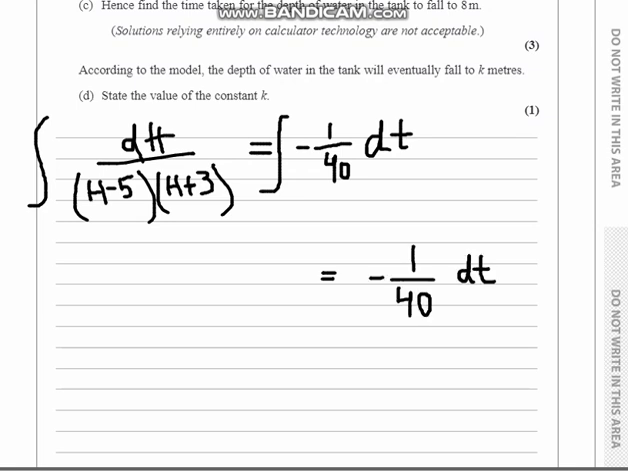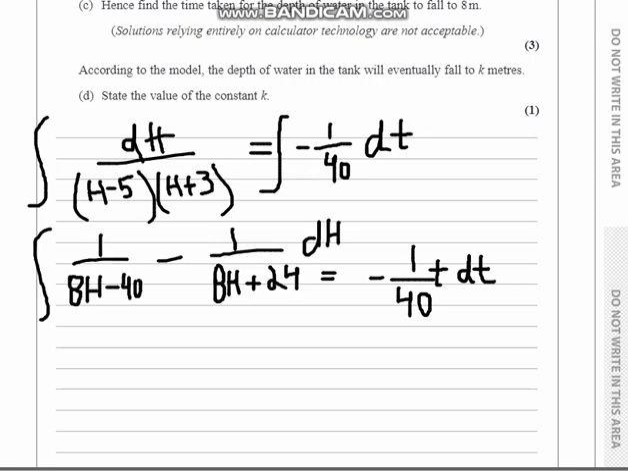So that'll become, there you go, we got our first integral, that's 1 minus 40 upon t, that's t and dt. And now what I'll do is I'll integrate this function, and if you remember, I got the partial fraction form of this function as 1 upon 8h minus 40 minus 1 upon 8h plus 24. And now I'll just integrate it, and to integrate it, we know that the integral of 1 upon x is natural log of x.